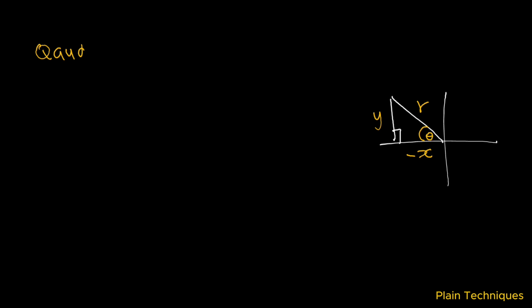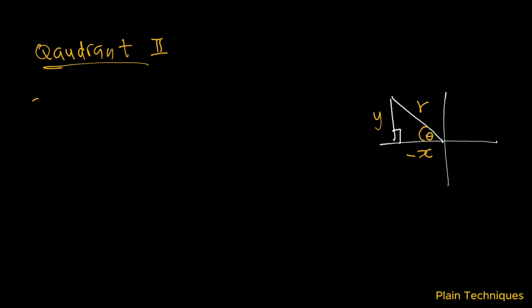All right, let's say you are given a Cartesian plane with a triangle in the second quadrant. What do we know? X is negative, and then this is y and r, right? This is your angle. Now, this is in quadrant number 2.